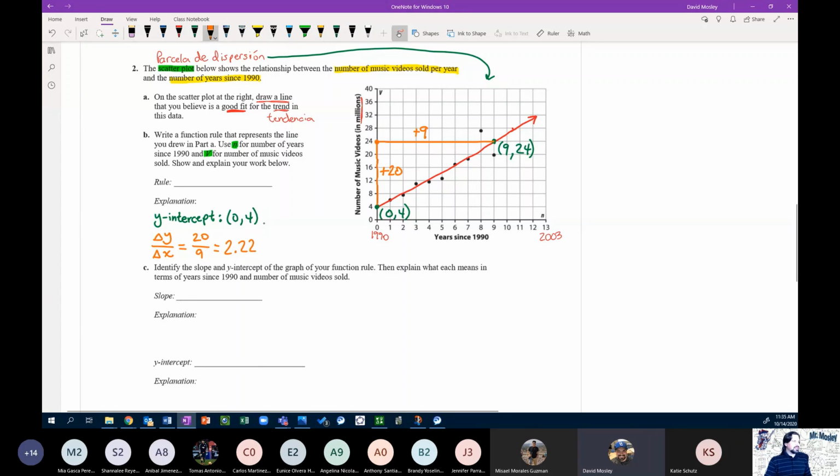So we have our y-intercept, we have our rate of change, right? And now we can write the rule.